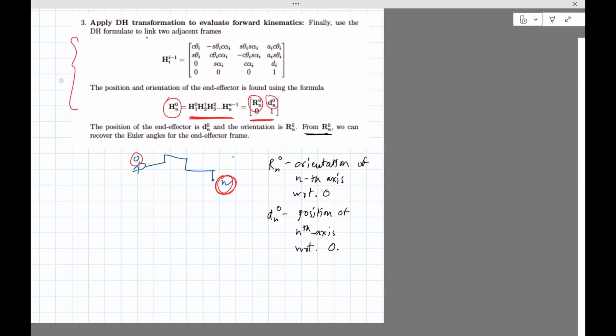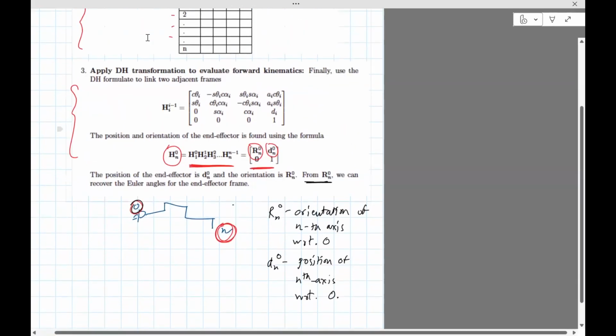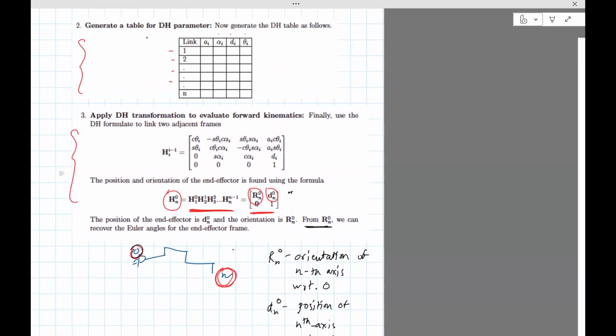So that's what we're trying to do, right? We're trying to figure out where this is located with respect to the base, and that's what you'll get. So that's the end goal. But for that, we need to go through steps 1, 2, and 3. So let's take a break, and then we'll get to the DH table and how to use it.